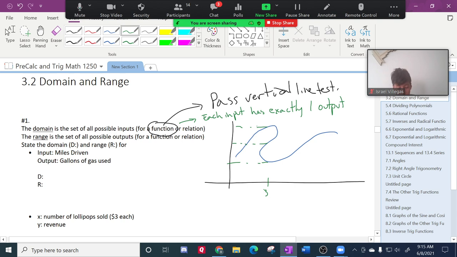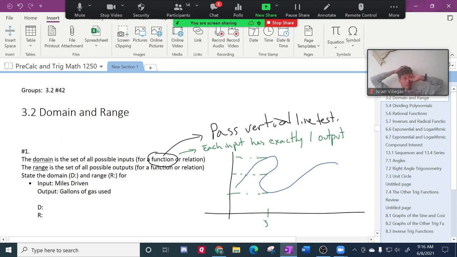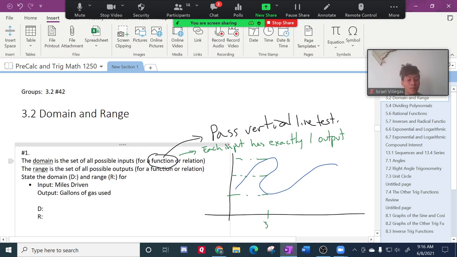And then you're asked to state the domain and the range for this situation, where the input is the number of miles driven, the output is the gallons of gas used. So I'm going to give you about a minute to think about this individually, and then I'm going to put you in groups and have you discuss what your answers are so that you come to something that you agree with in your group. So I'm going to give you just a little bit of individual processing time first.